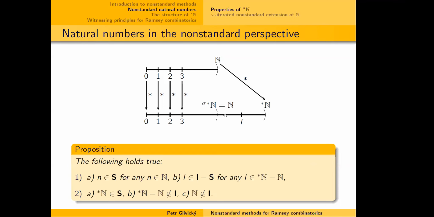So there is no least element here, which means that it cannot be an internal set, because if it were an internal set, it would violate the principle of mathematical induction, which is valid in star of N, which says that internally, any subset of star N must have a smallest element. So if this were an internal subset of star N, it would need to have the smallest element. Okay, so this is just the basic picture. Try to keep it in mind for later.